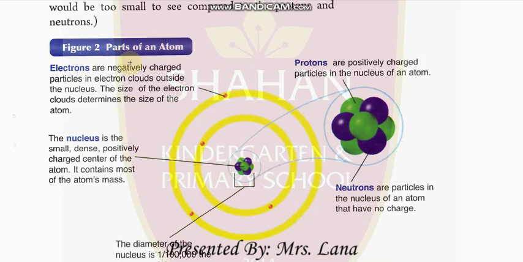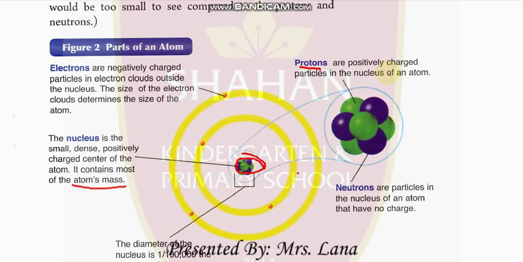We have these parts of an atom. First of all, the nucleus. The nucleus is in the center of the atom: a small, dense, positively charged center of the atom. It contains most of the atom's mass. Most of the atom's mass is in the nucleus, take note. And we have protons and neutrons inside the nucleus.